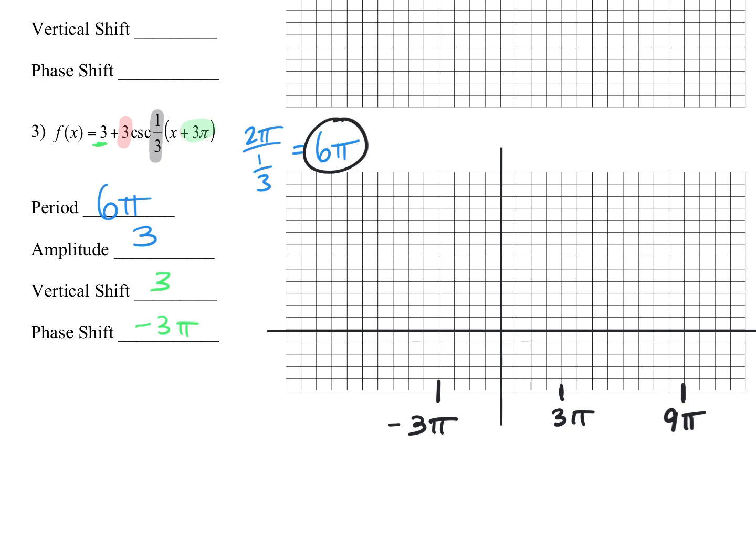So now I'm going to set up my vertical component here. I know that my midline is going to be the same as my vertical shift. 2, 3. So we can go one block per unit here. We'll make this 3. And then we need to go up 3 as well. That's our amplitude. So 1, 2, 3. That'll get us to 6.